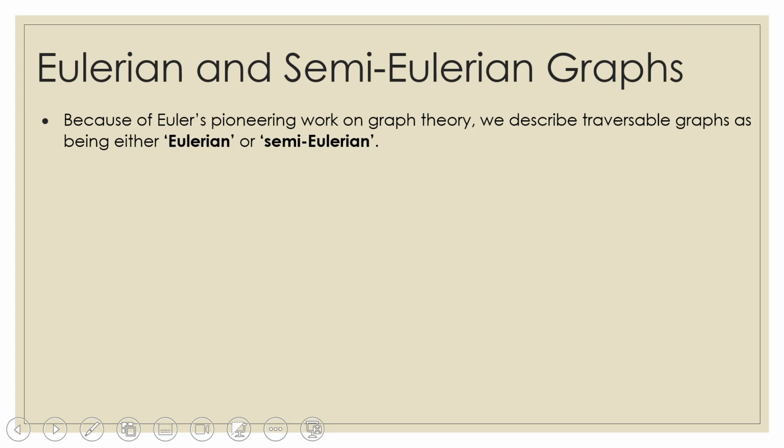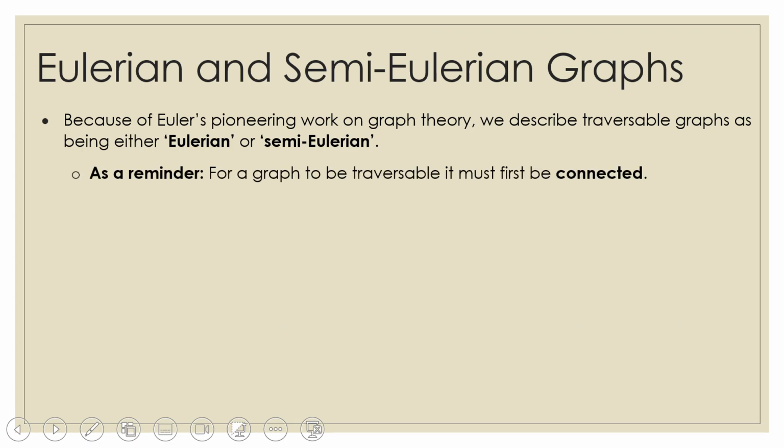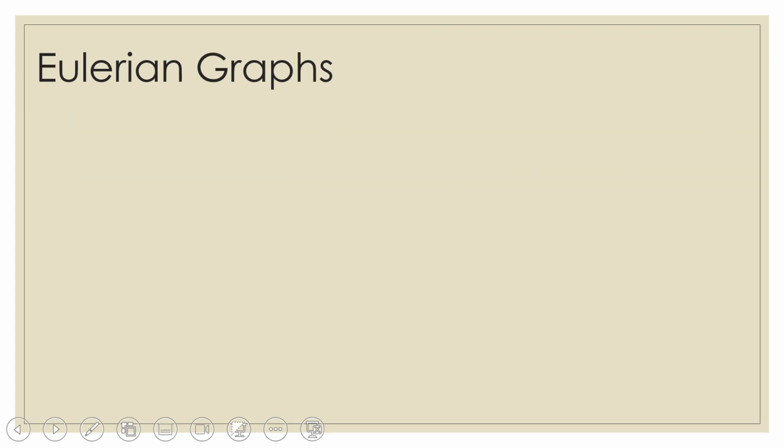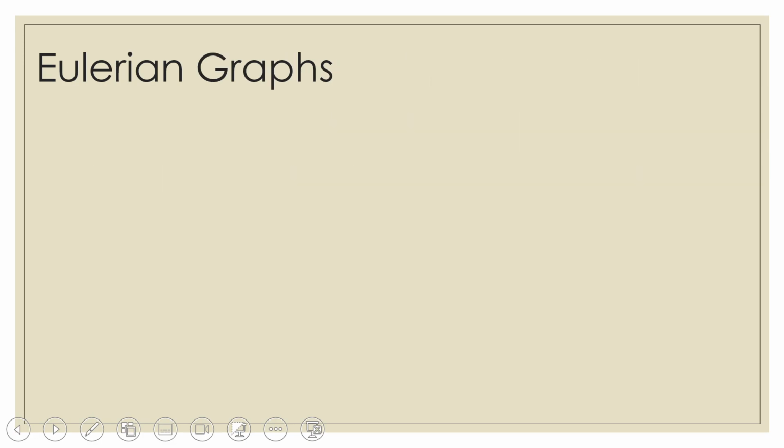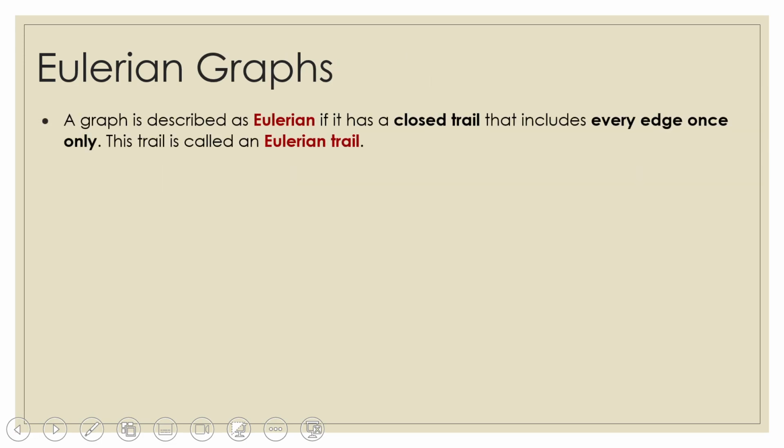Now this all relates to Eulerian and semi-Eulerian. Firstly, it must be connected, and we're going to relate it back to these three graphs we just saw before. Everything we've done has already looked at this. So if something is Eulerian, it is a closed trail, which means that you're going to start and finish at the same point.